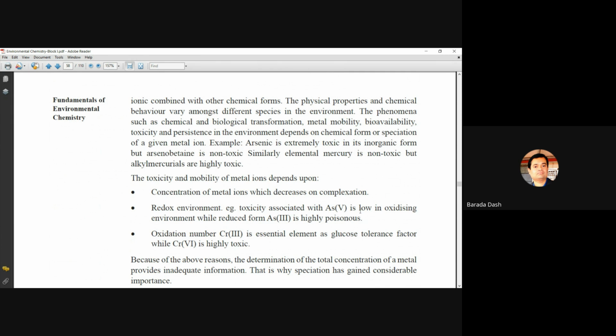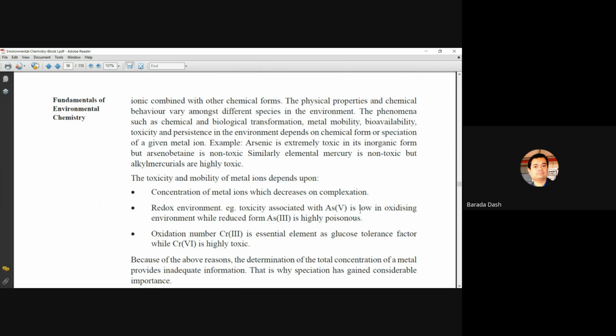Different oxidation states have different biological functions. Okay, so that is why, for example, arsenic is extremely toxic in inorganic form, but arsenobetaine is non-toxic. Similarly, mercury itself is non-toxic, but alkyl mercury is highly toxic.